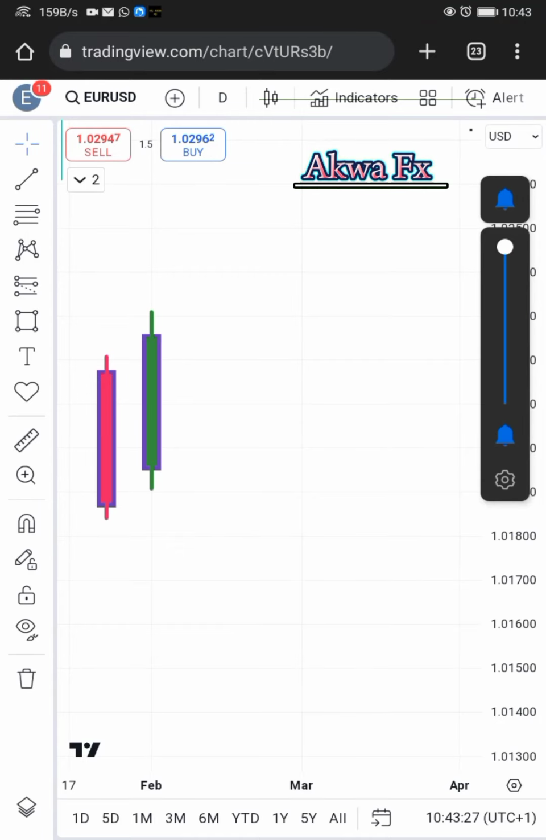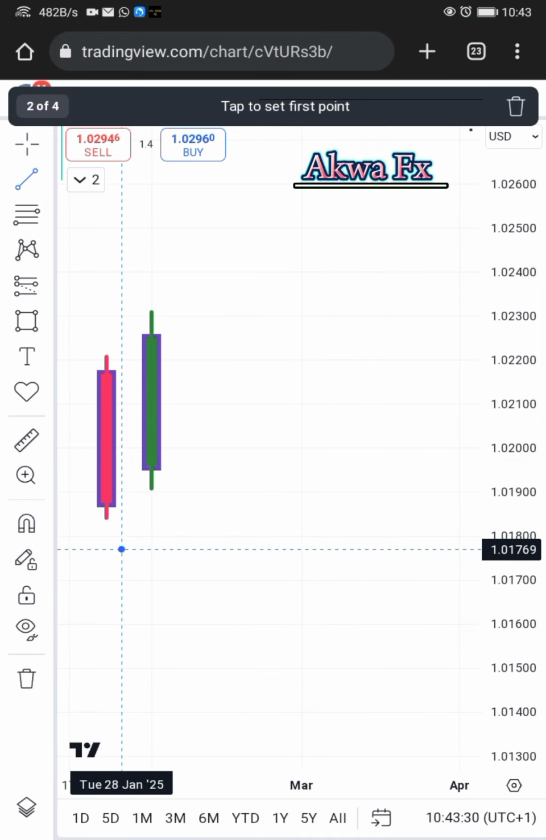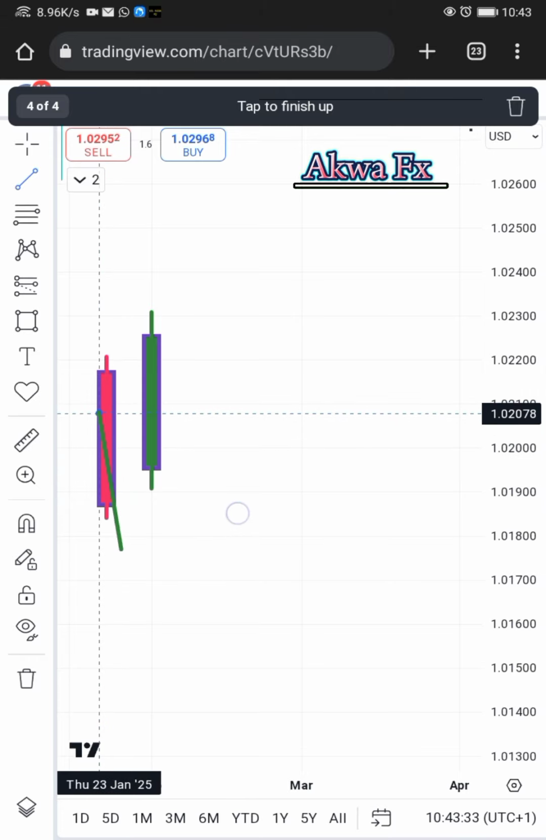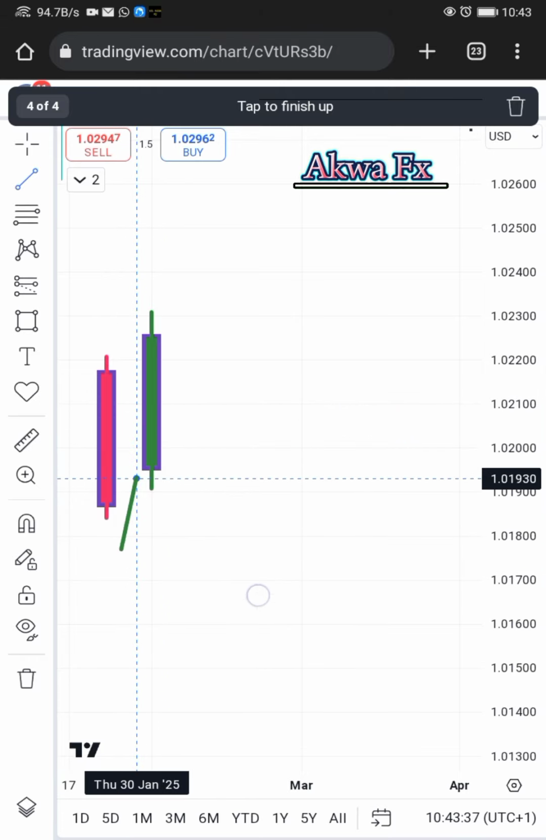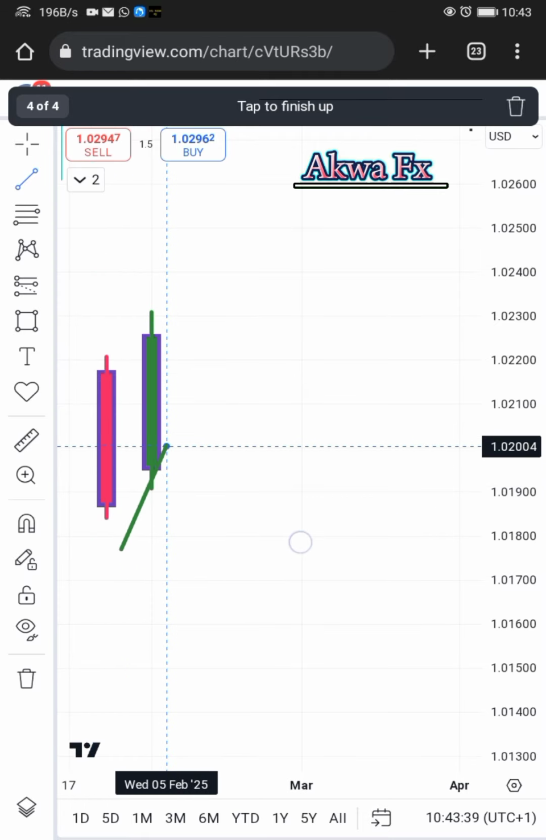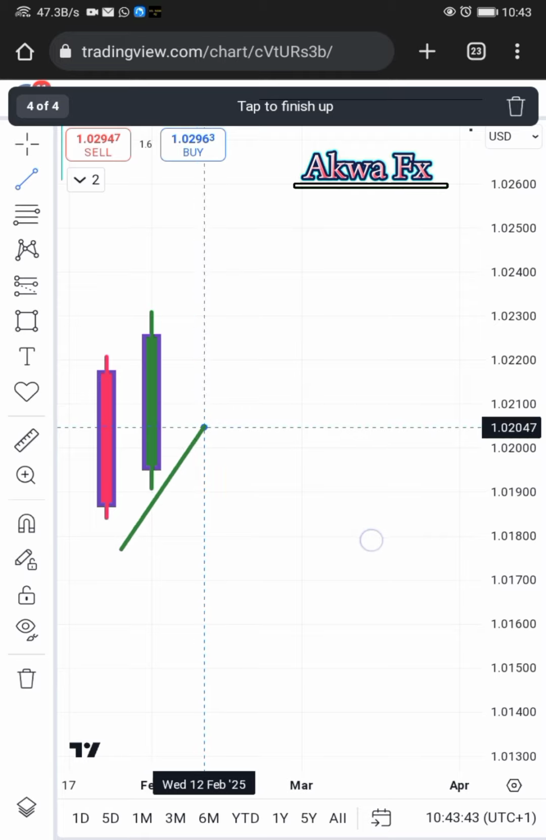This is what to look at. As you can see, this candle here represents a daily candle. Another one here also represents a daily candle. So this is one day, this is one day. Because for this strategy, you are going to be using a daily candle to analyze it.